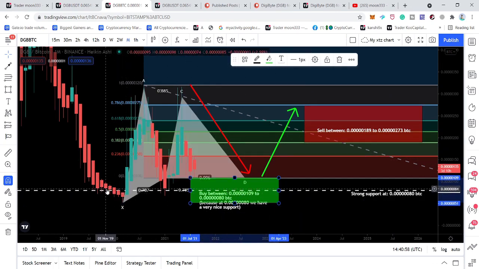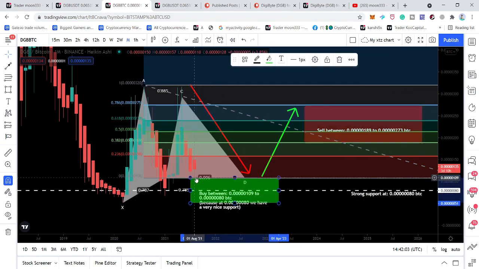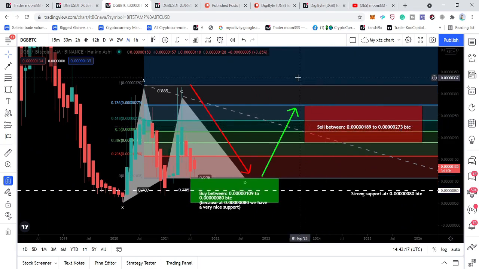Therefore, I have found a very strong support here at 0.000080 bitcoins. So this can be a really very strong support for the price line. And now this potential reversal zone starts from 109 satoshis and goes to 80 satoshis. And from here, we can set our sell targets as per the Fibonacci sequence of the bullish Gartley. The realistic targets are from 0.00000189 bitcoins to 273 satoshis. And this is the maximum sell targets as per the Fibonacci sequence of this harmonic bullish reversal Gartley.